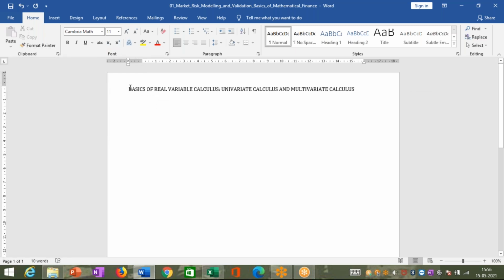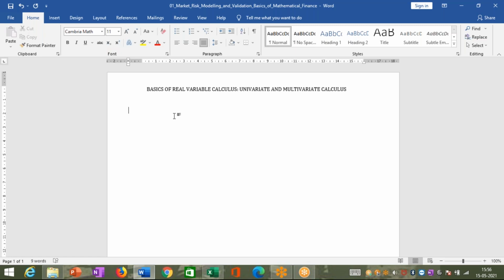Okay, so this is the basics of real variable calculus, where we'll talk about univariate and multivariate calculus. Now, the basic concept. In market risk, or for that matter for any kind of risk modeling framework, a very important part is the identification of causality.